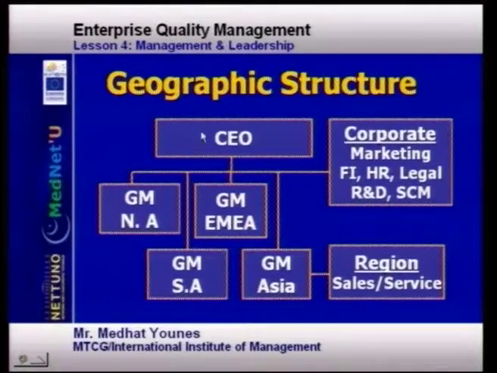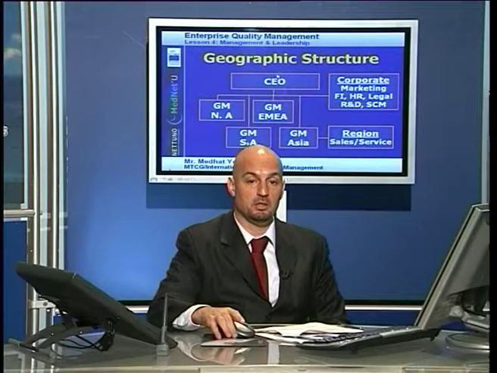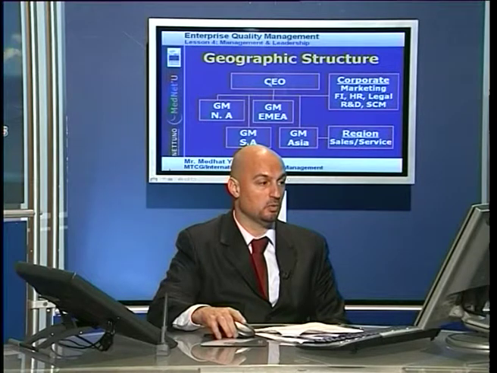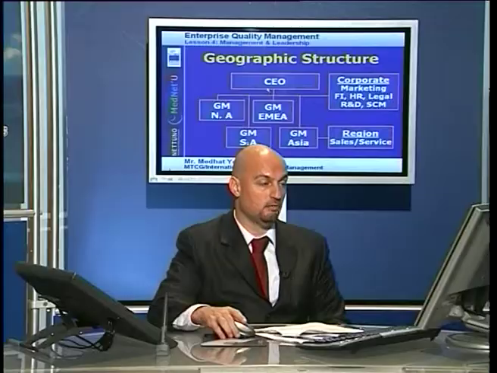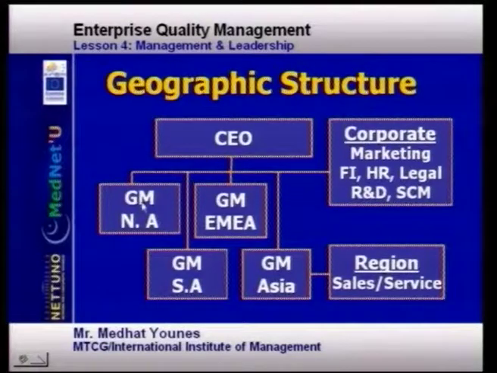So a multinational organization tends to organize their operations into regional geographic areas. For example, if you have an international company, you would have a general manager for North America, a general manager for Europe, Middle East, and Africa, another one for South America or Latin America, and a third one for Asia and Australia.